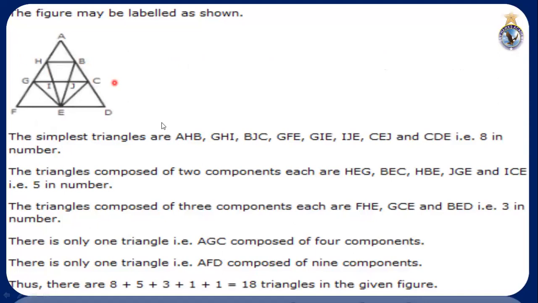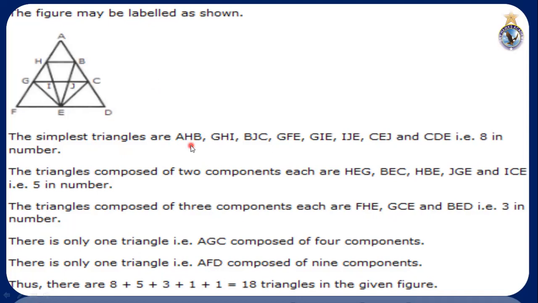So once again, looking at this diagram, the rule is the same. We are labeling A, B, C, D. This is a slanting line on the extreme right, and this is the slanting line on the outer side of the triangle, and this is horizontal, and then horizontal. Then one more slanting line, one more slanting line, and this is also slanting. Now, the simplest triangles are AHB.